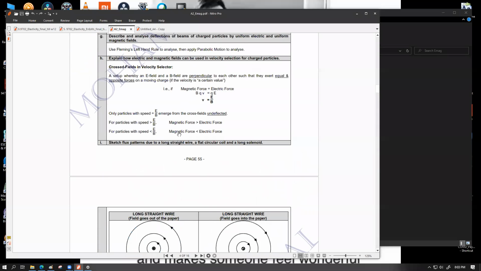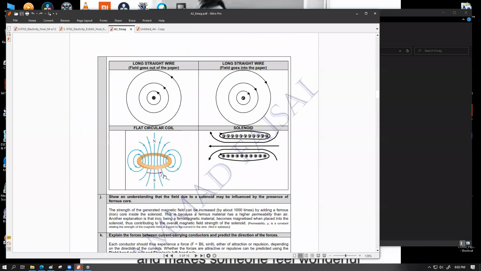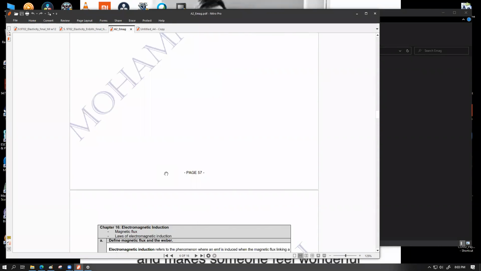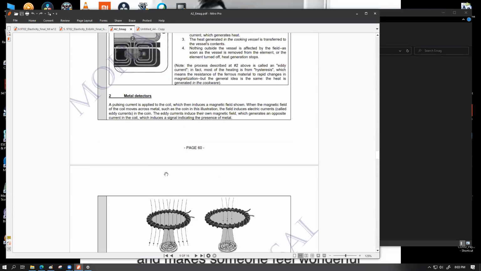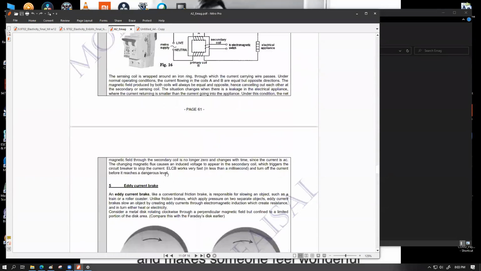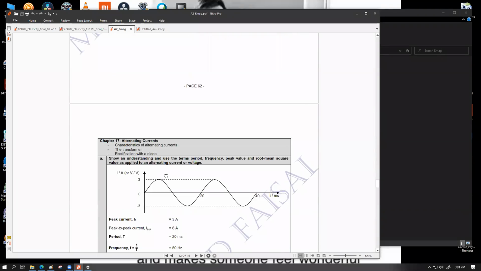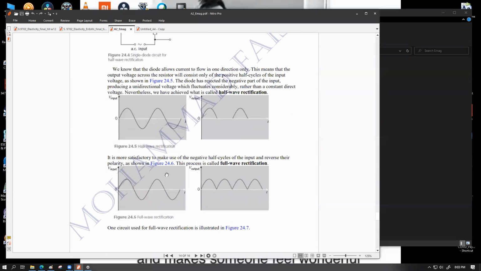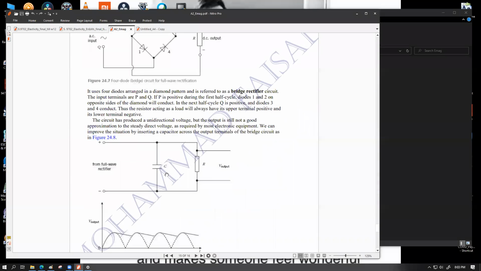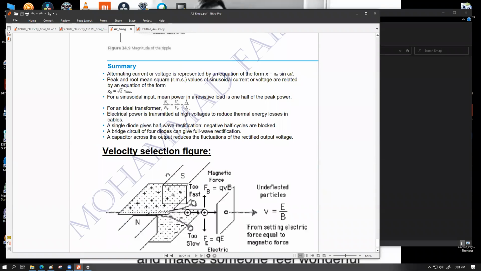Is this a figure of velocity selection? Yeah, this is velocity selection. Crossed fields velocity. Okay, I'll tell you what velocity selection is. Just give me a moment. Velocity selection is basically a way by which we can find out, or separate out, charged particles with a single velocity that are coming out of a source.